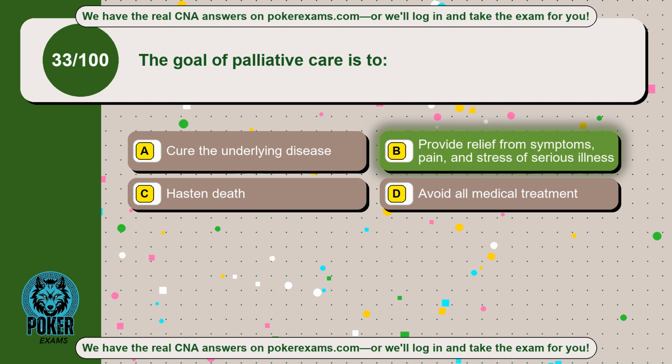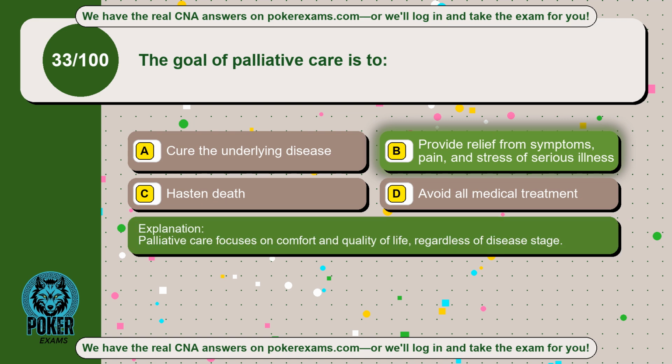The correct answer is option B. Provide relief from symptoms, pain, and stress of serious illness. Palliative care focuses on comfort and quality of life, regardless of disease stage.